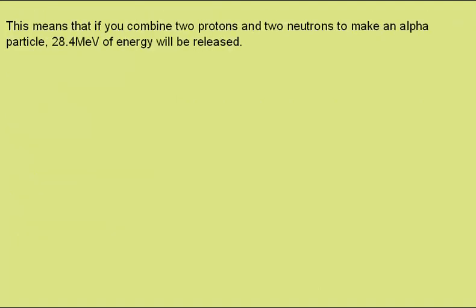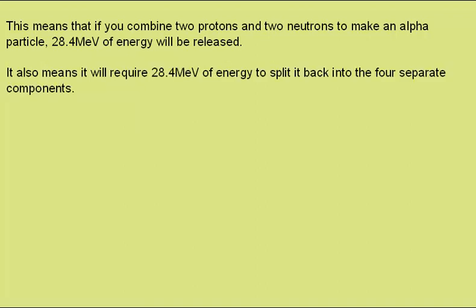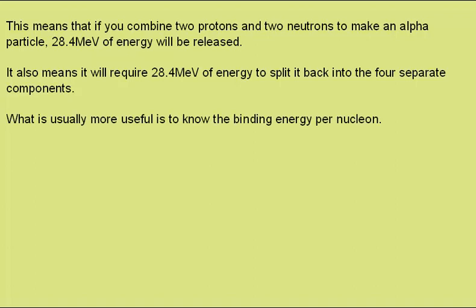This means that if you combine 2 protons and 2 neutrons to make an alpha particle, 28.4 MeV of energy will be released. It also means it will require 28.4 MeV of energy to split it back into the 4 separate components. What's usually more useful than knowing the binding energy is to know the binding energy per nucleon.